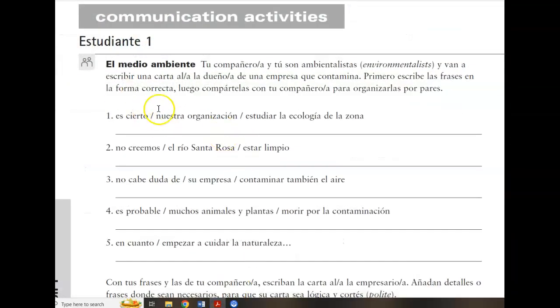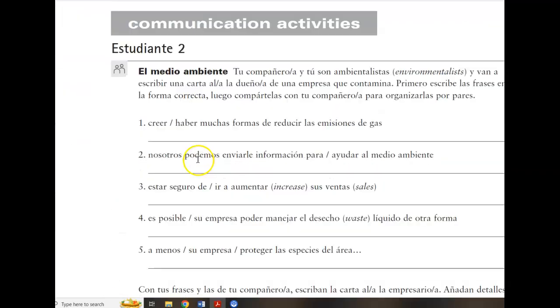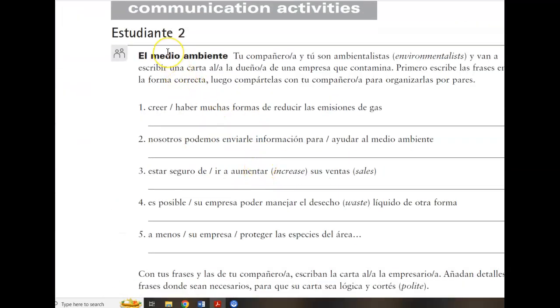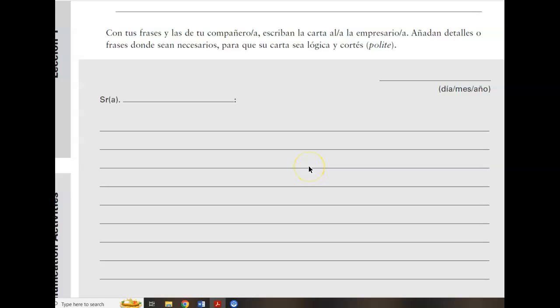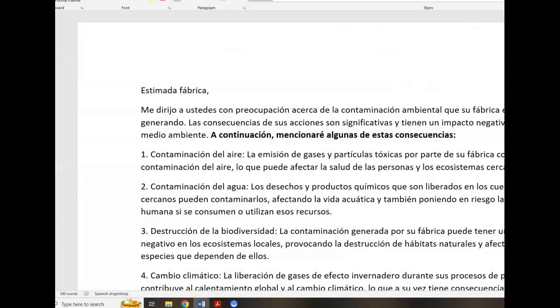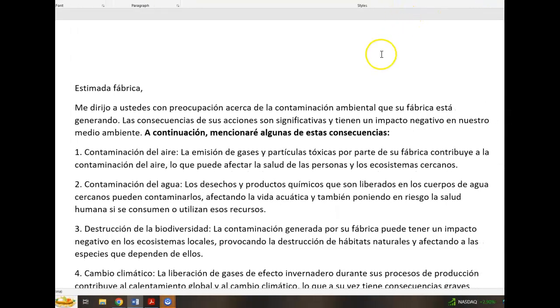Alright, so that's what you're going to do for both sides of this handout. Create subjunctive statements for both estudiante uno and also for estudiante dos. So complete both of these. The letter we're going to look at here in just a moment. There's one final activity I want to do before completing the rest of that handout, that packet, if you will.